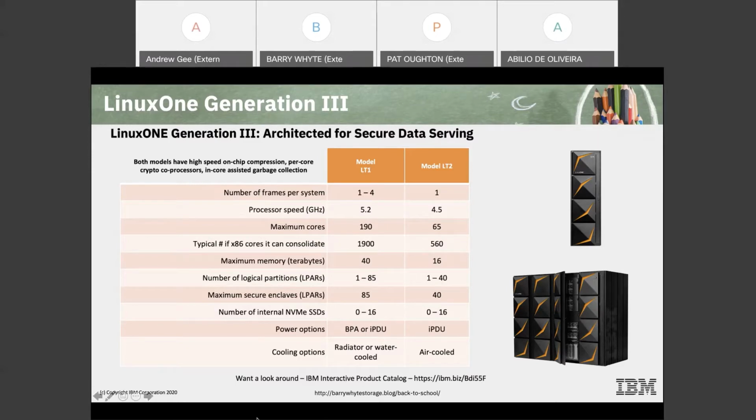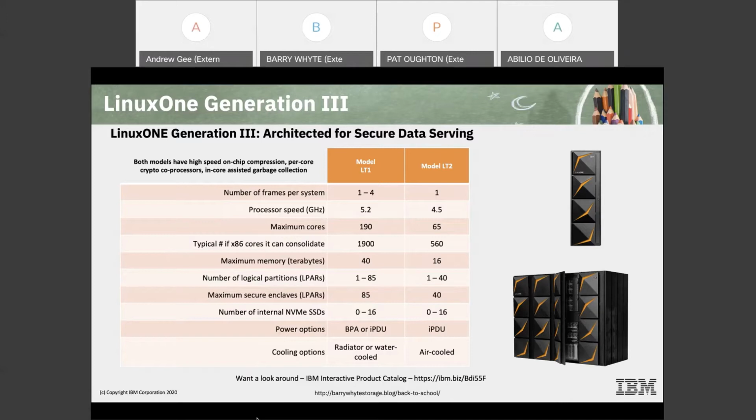The LT2 is the one that was just announced this year. It's a single frame, standard, 65 cores maximum that the customer can use. So you're talking 560 cores of x86 if you get a 10:1 ratio.